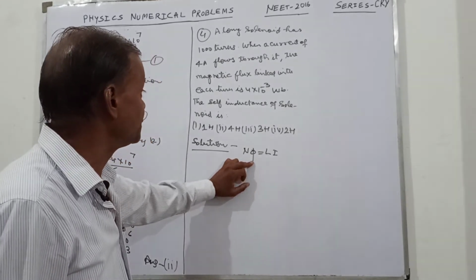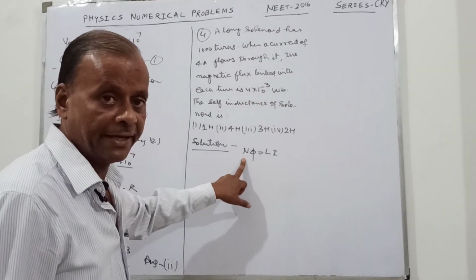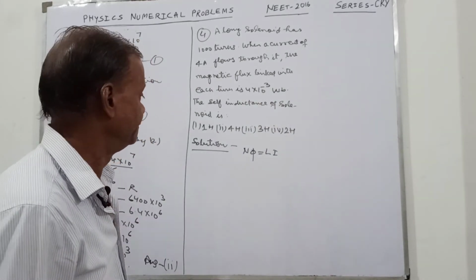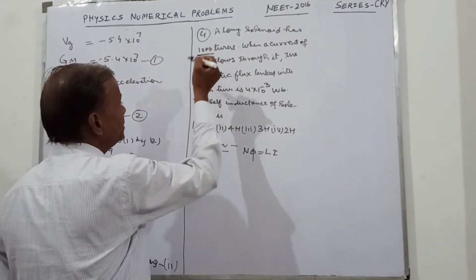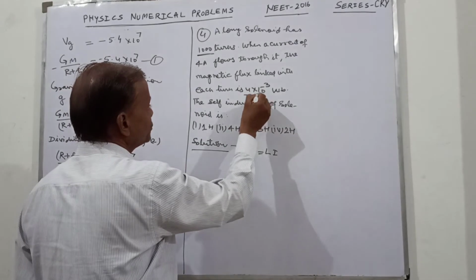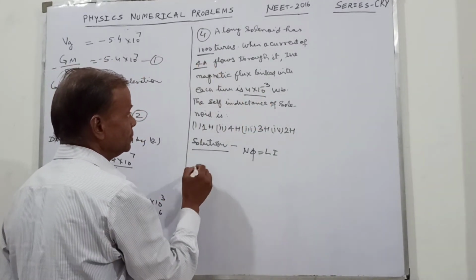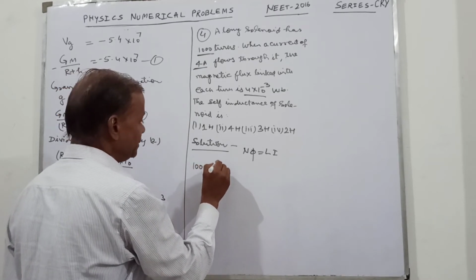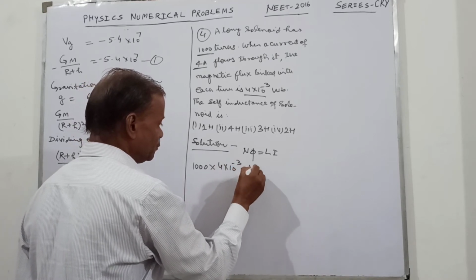But since here it is given that each turn has so much flux, you have to multiply N by this flux phi, N phi. In place of N we have 1000 turns, the flux is so much, and the current is so much. So N is equal to 1000, phi is equal to 4 into 10 raised to the power minus 3, equal to L.